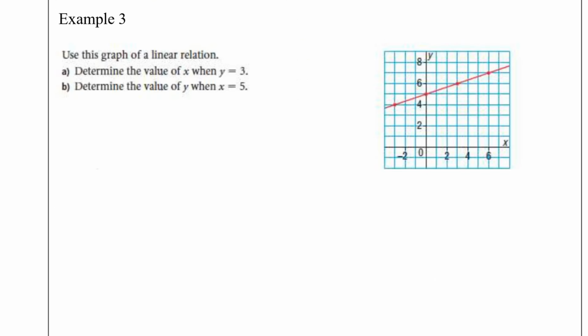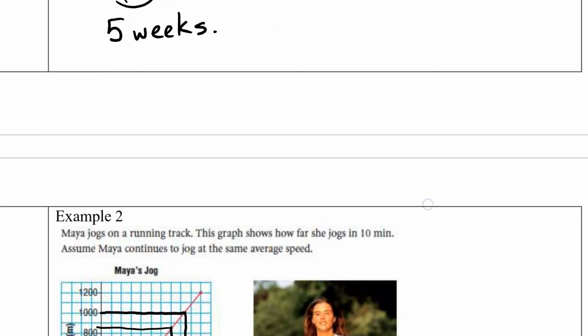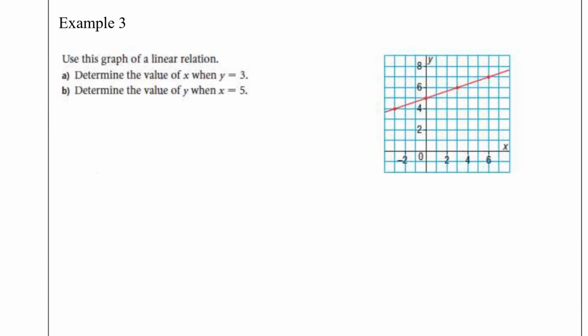So we're going to move on to an example that is a little bit more abstract. The first two had definite, real life contexts, but now we're going to move on to something a little bit more abstract. Just looking at a graph, we don't know what x is, we don't know what y is, but we're going to use the graph of a linear relation and we're going to determine different values. So determine the value of x when y equals 3.